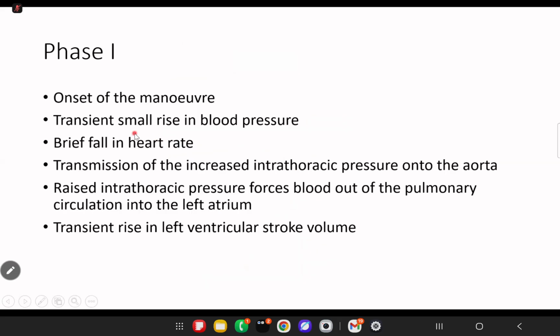Let us go through it again. At the onset of the maneuver, there's a small rise in blood pressure due to the brief fall in the heart rate. This is due to transmission of the intrathoracic pressure onto the aorta. And this intrathoracic pressure forces blood out of the pulmonary circulation. I didn't mention this. So the intrathoracic pressure rise will push the pulmonary blood back into the left atrium, which will in turn increase left ventricular stroke volume.